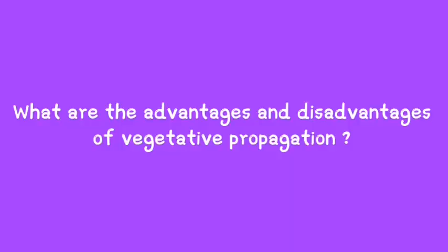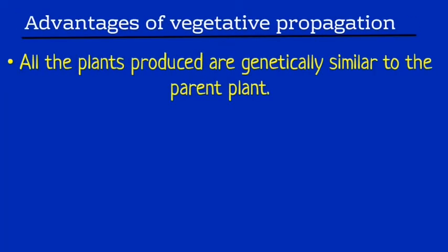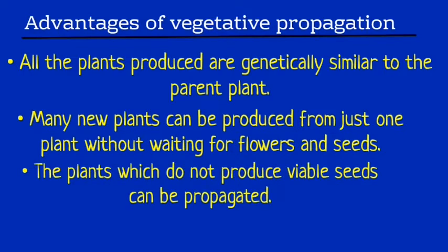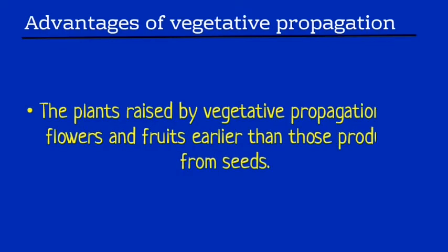This method of vegetative propagation has some advantages as well as disadvantages. All the plants produced by vegetative propagation are genetically similar to the parent plant and have all its characteristics. By vegetative propagation, we can produce many new plants from just one plant quickly without waiting for flowers and seeds. The plants which do not produce viable seeds are propagated by vegetative propagation. The plants raised by vegetative propagation bear fruits and flowers earlier than those produced from seeds.